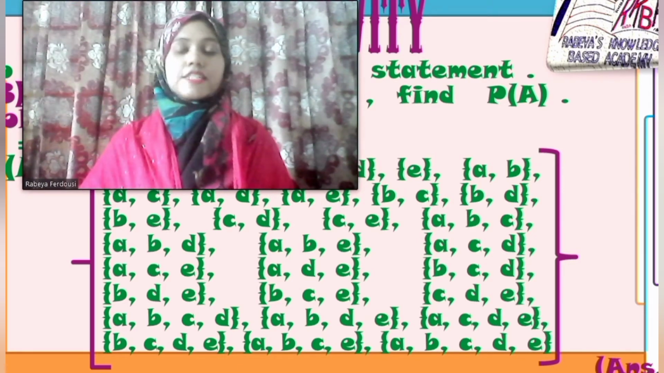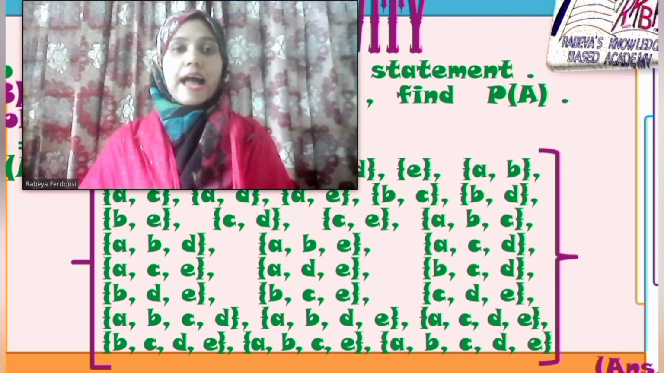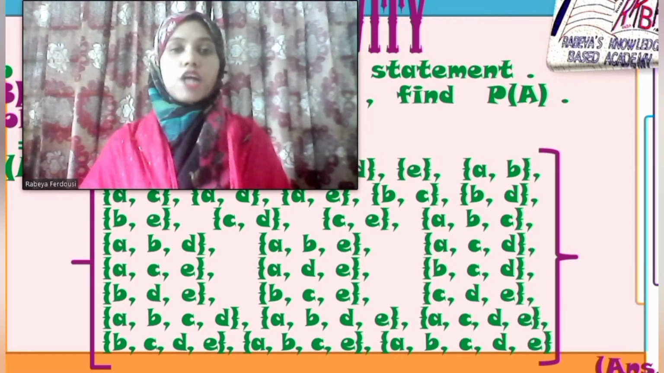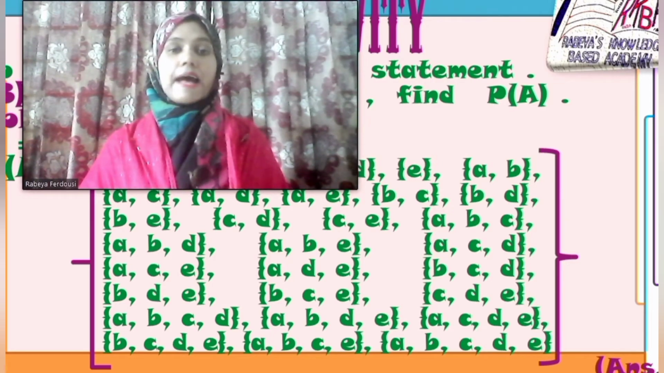So, all these elements are the components of the power set of set A. These 32 elements together are known as the power set of set A. Now we will practice some math like the math of the first activity.